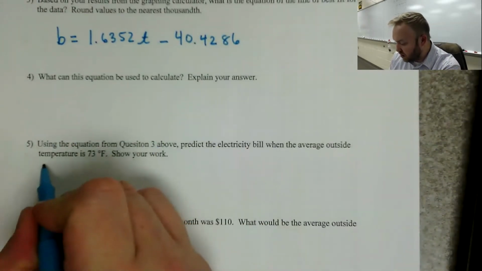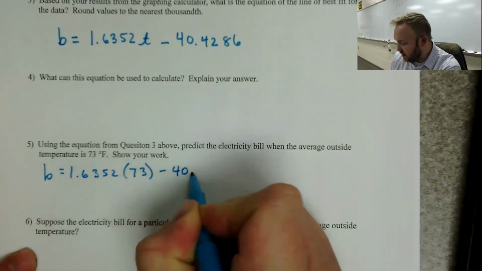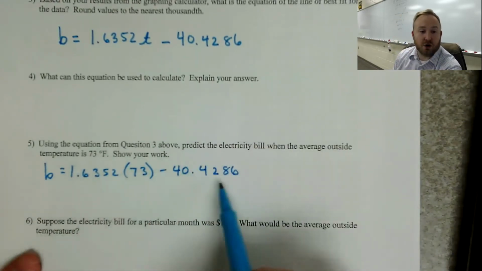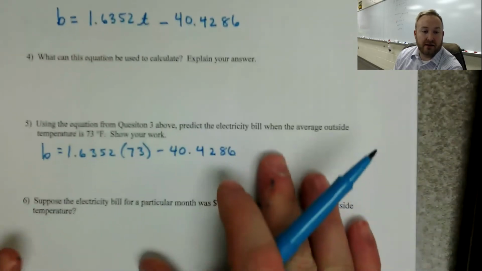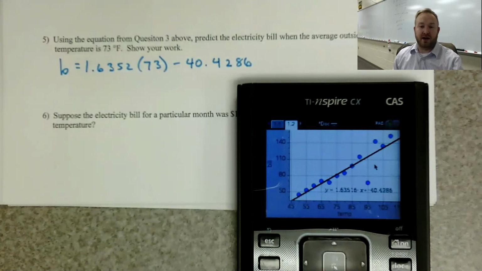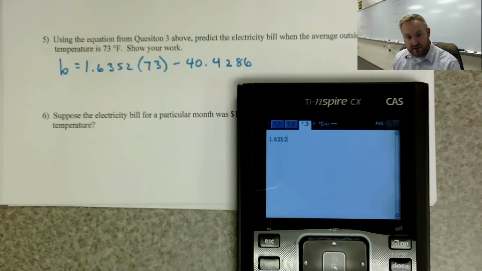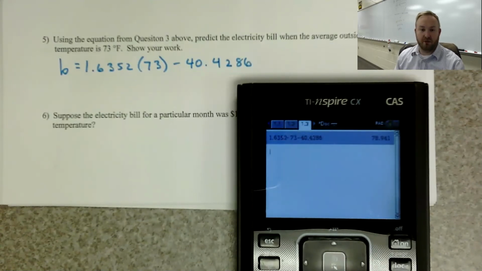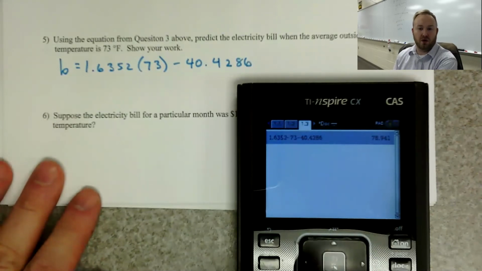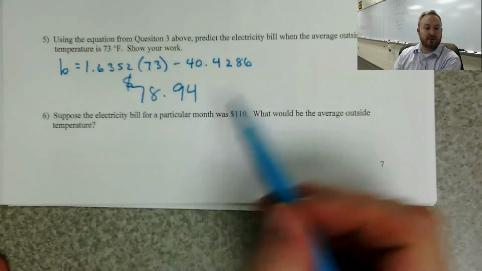Now, when you show me this work, I need to see this step where you substitute 73 for T. Okay, you need to write that out so I can see that you put 73 in place of the correct variable. Now you can just go to your calculator and crunch the numbers. Now we need to open a calculator page on our calculator. So I'll go Control Doc and just open a calculator page. And now I can type in 1.6352 times 73 minus 40.4286. Boom, there it is, 78.941. So $78.94.